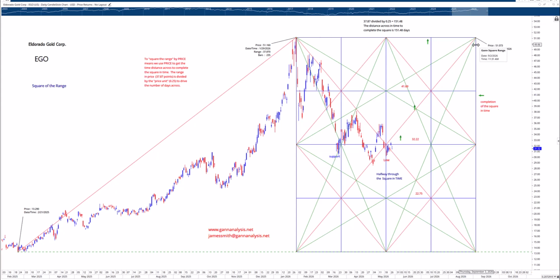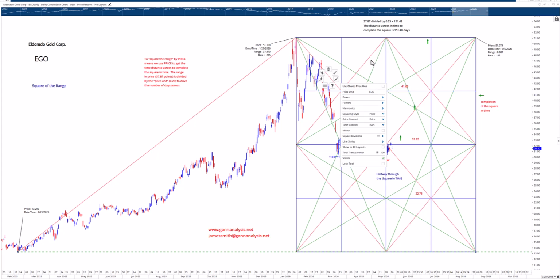Since this software does not do fractions, you can call it 151 or 152, but the time distance across is calculated by using the price range and dividing by the scale, or the price unit, that we chose. Now, the price unit, you might wonder, is 0.25.